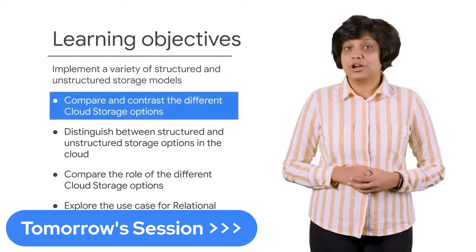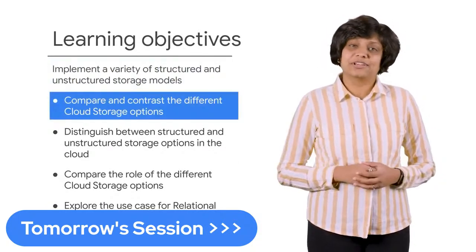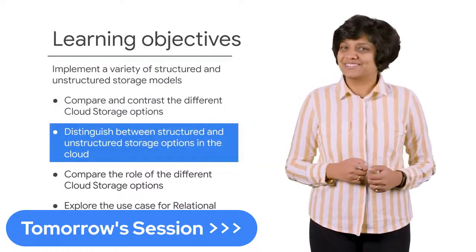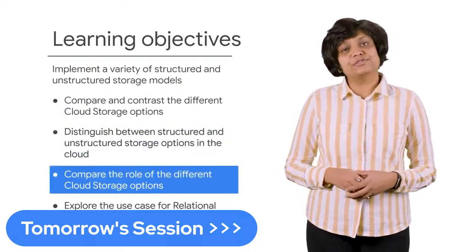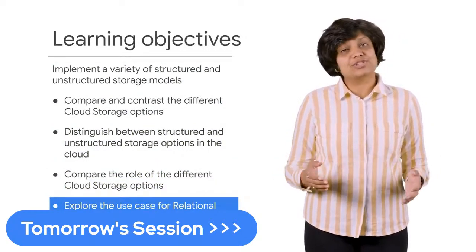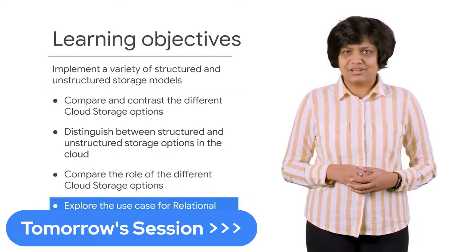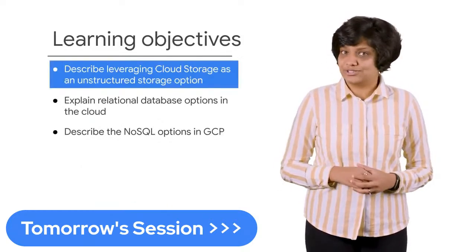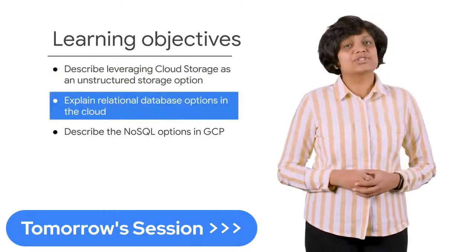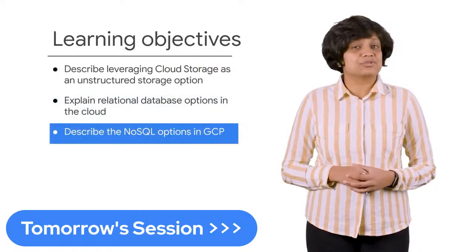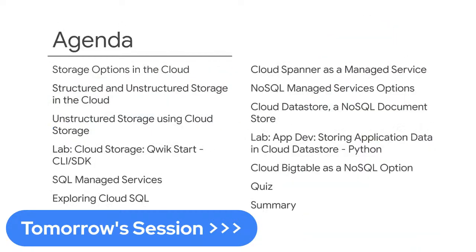Discuss the different storage options that exist in the cloud. Differentiate between structured and unstructured storage in the cloud. Compare the role of the different cloud storage options. And explore the use case for relational versus NoSQL storage. You'll also describe leveraging cloud storage as unstructured storage, and explain relational database options in the cloud and describe the NoSQL options in GCP. These are the topics that make up the module.